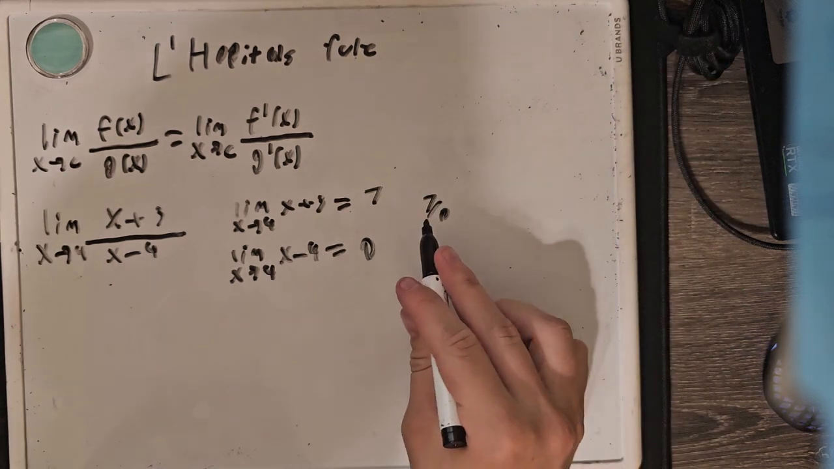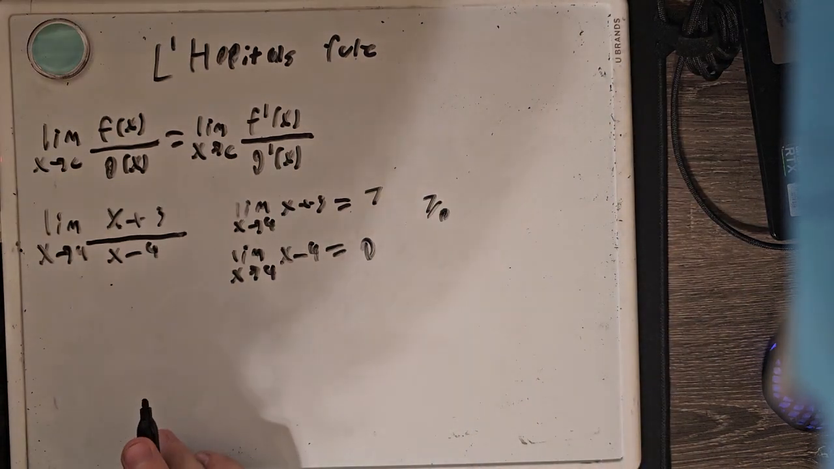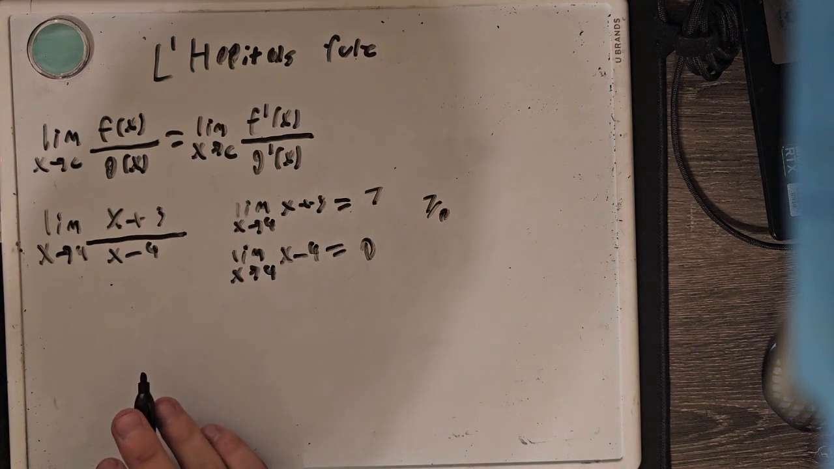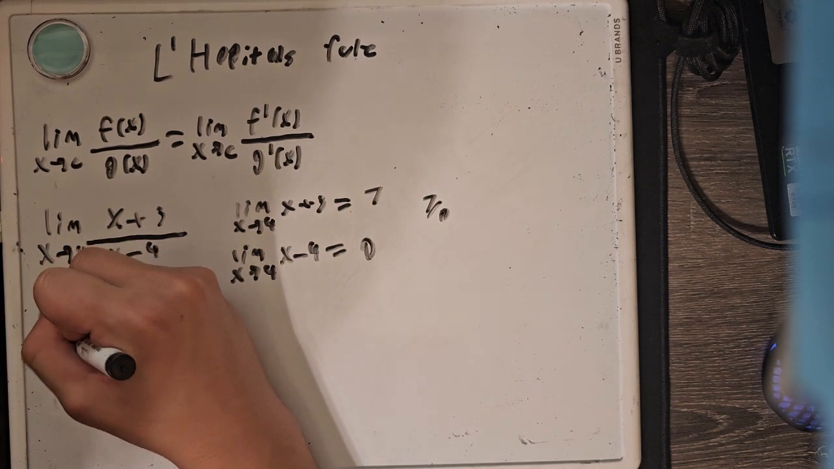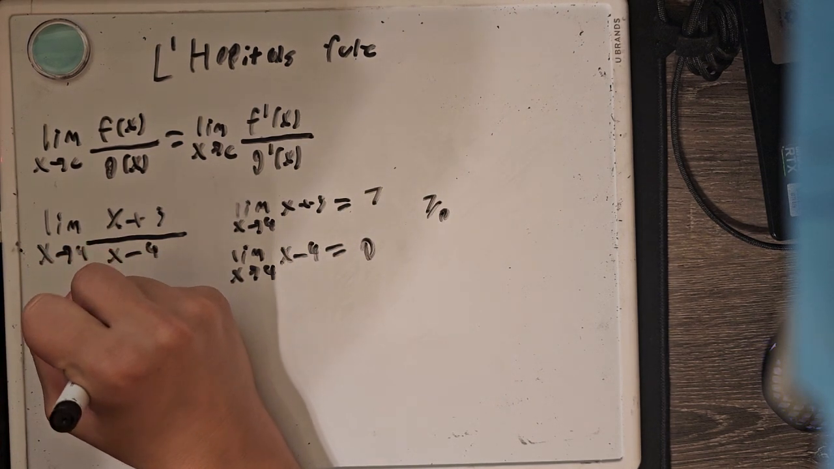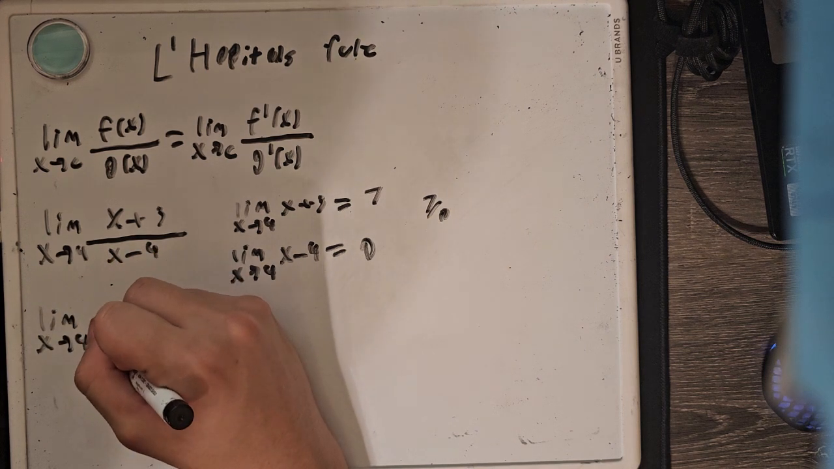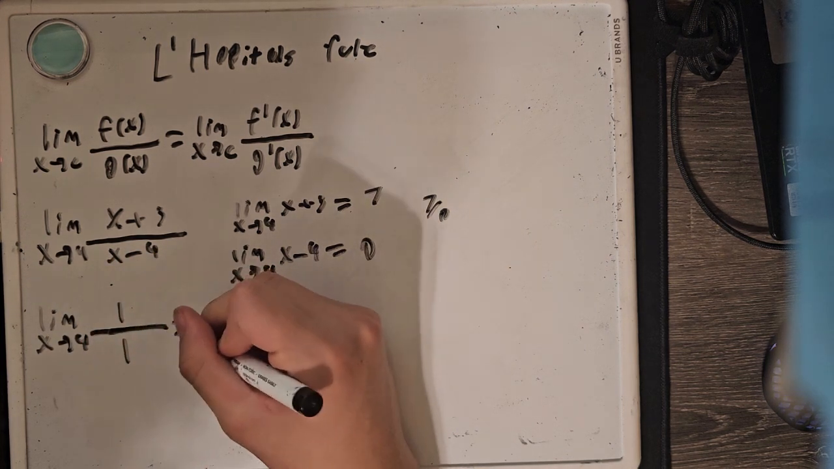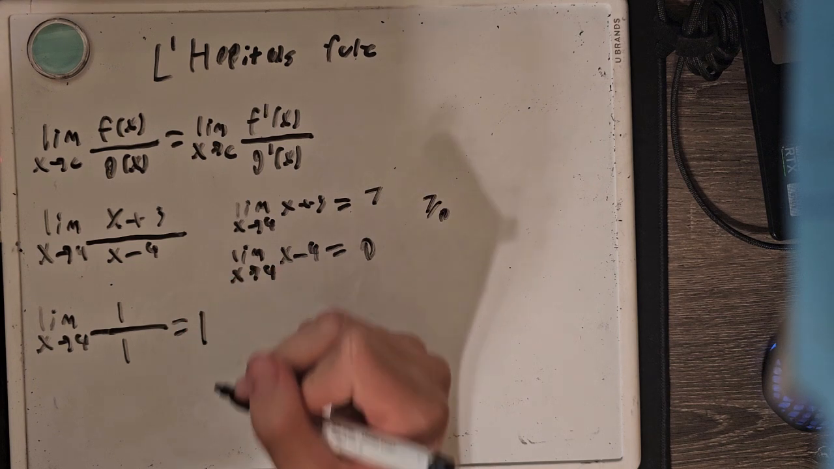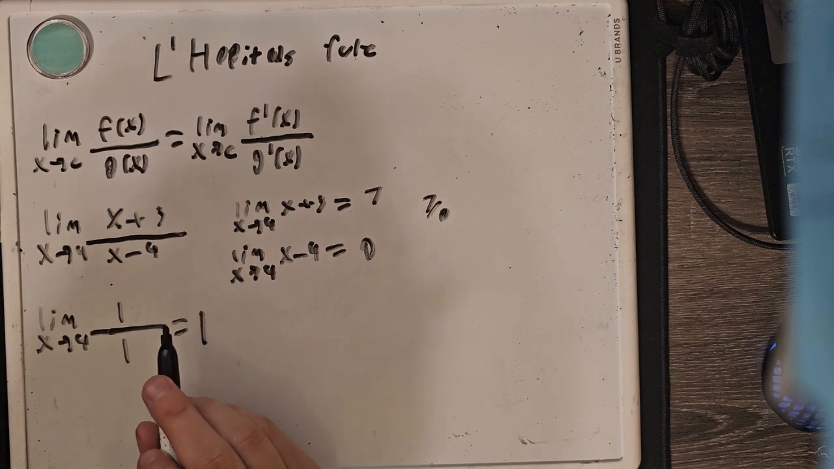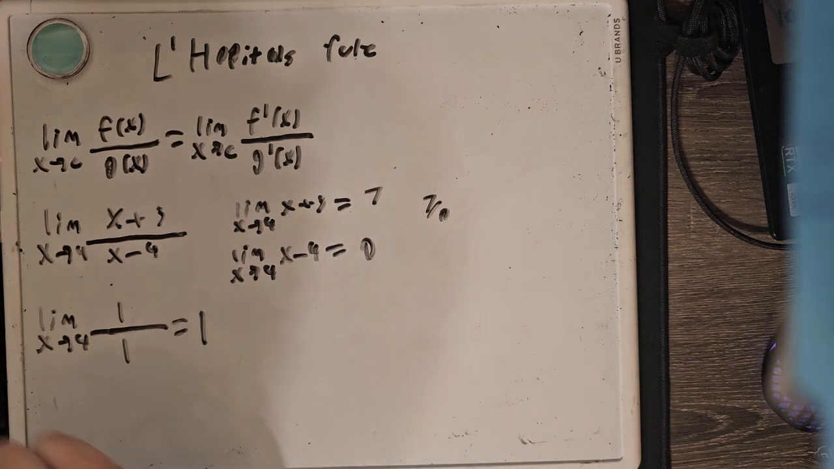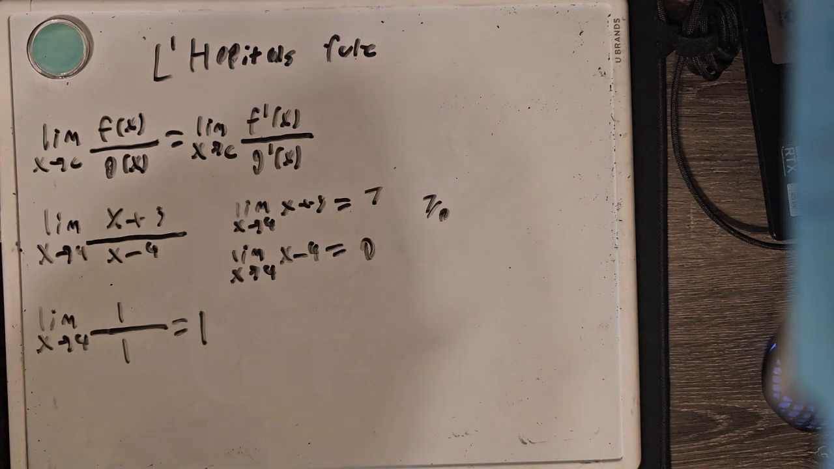So now that we've shown that it's an indeterminate form, we can take the derivative of both functions, which is the limit as x approaches 4 of 1 over 1, which is simply going to be equal to 1. So this means that this limit is 1, and it helps us solve for when we can't just use direct substitution. Now, there are other cases in which this can be helpful.